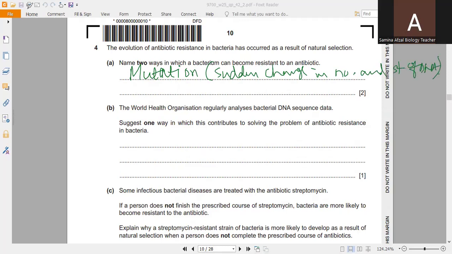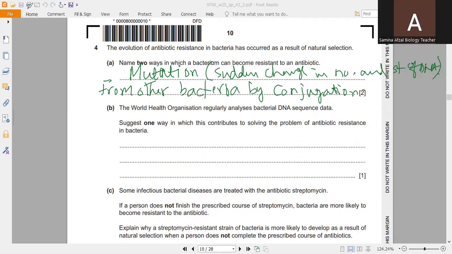So this is the mutation, and the other is from other bacteria by conjugation. In conjugation, two bacteria come close to each other. So in this way, they can acquire the resistance from one another.